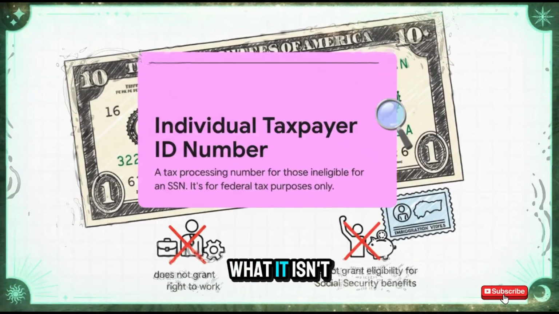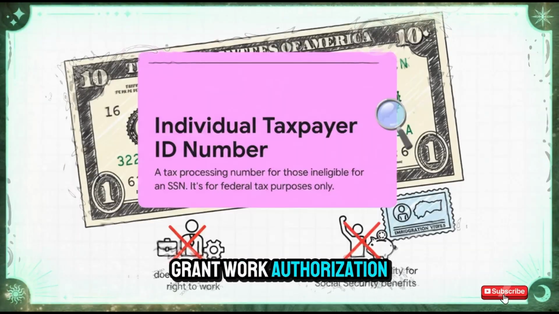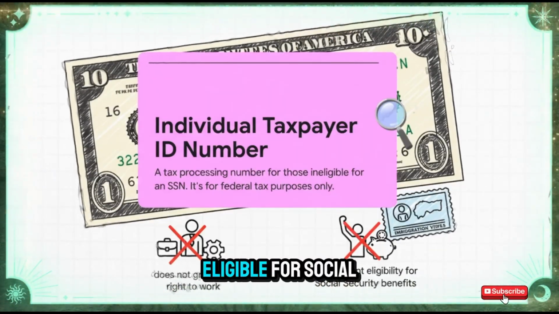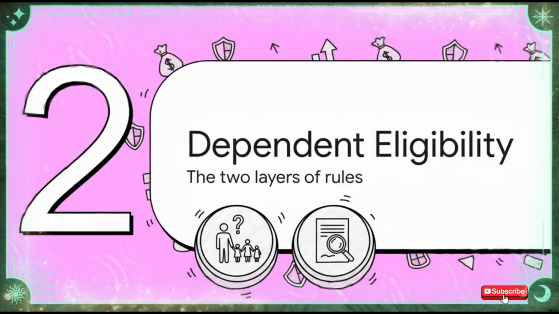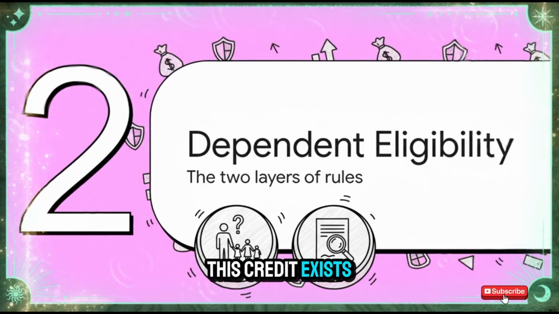And honestly, what it isn't is just as important to understand. It does not grant work authorization, it doesn't change immigration status, and it doesn't make someone eligible for Social Security benefits. Okay, so we've got the why down. We know why this credit exists.